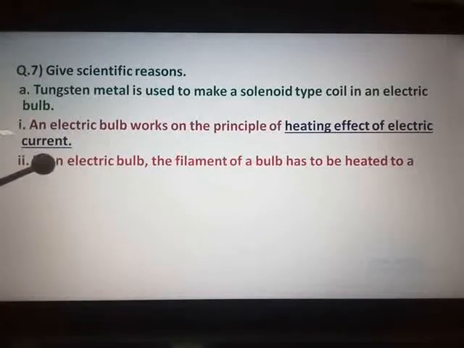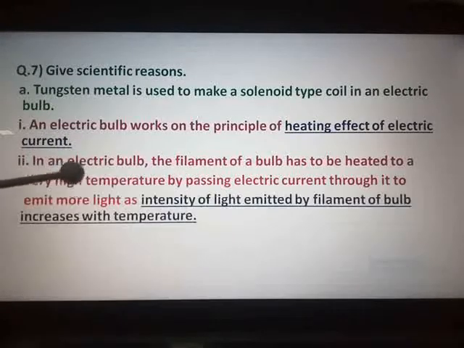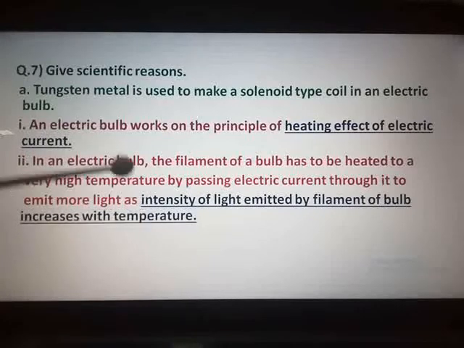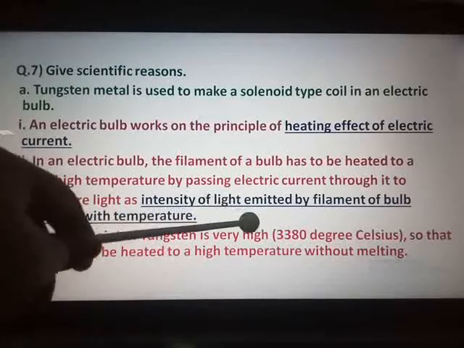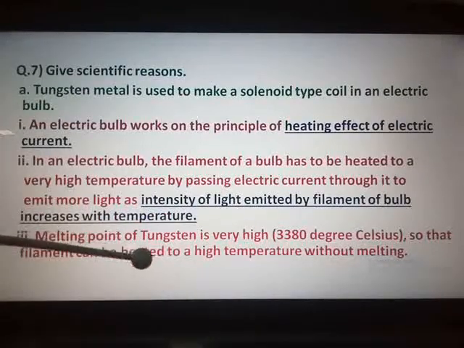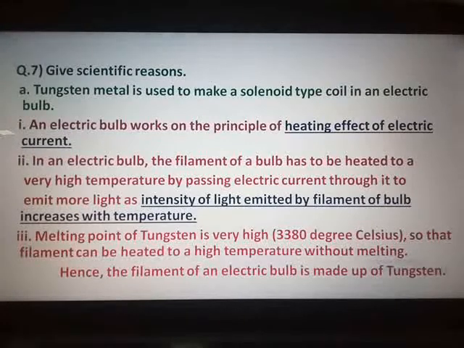So in an electric bulb, the filament of the bulb has to be heated to a very high temperature, by passing electric current through it, to emit more light, and the intensity of light emitted by the filament of the bulb increases with temperature. Melting point of tungsten is very high, that is about 3380 degrees Celsius. So the filament can be heated to a very high temperature without melting, and hence the filament of an electric bulb is made of tungsten. Again, these are the points which I have given from my side. You can alter according to your knowledge.